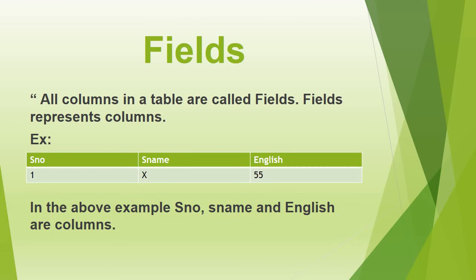Here, all columns in a table are called fields. See in this example, here it is a table. In this table you may observe 3 columns. First one is student number, second one is student name, and third one is English. So fields are nothing but columns only. Clear?